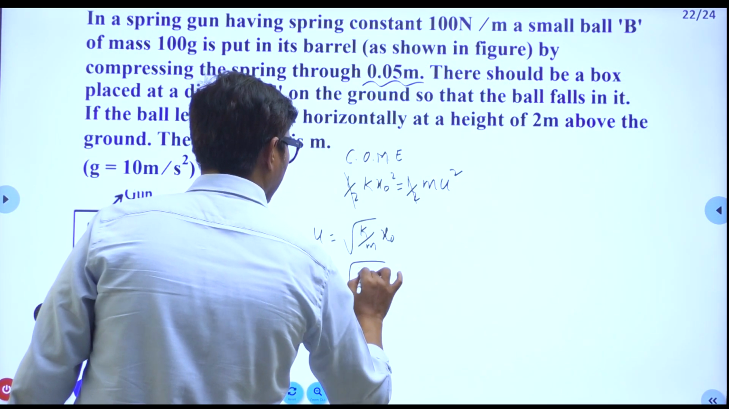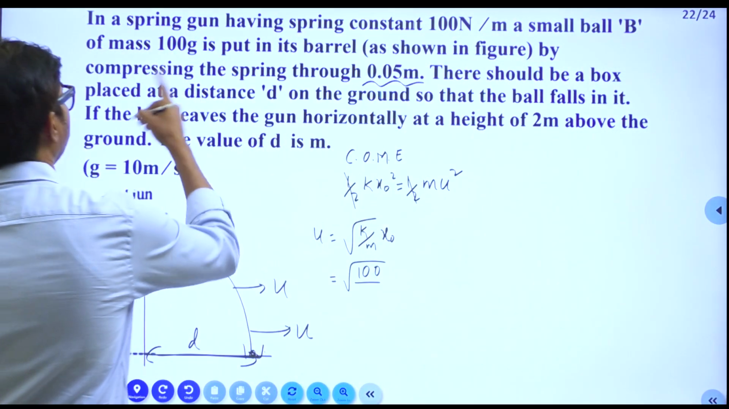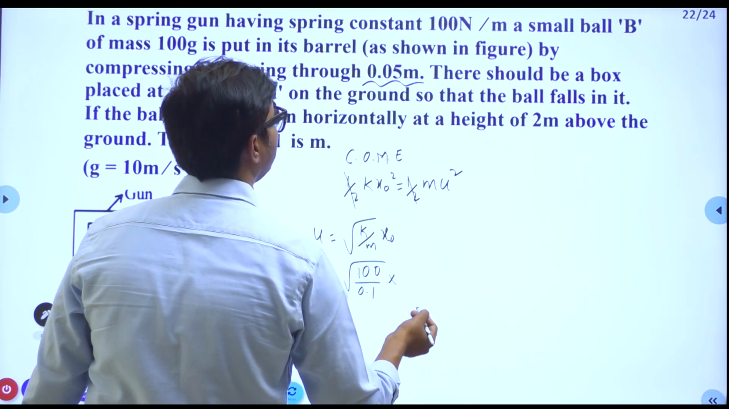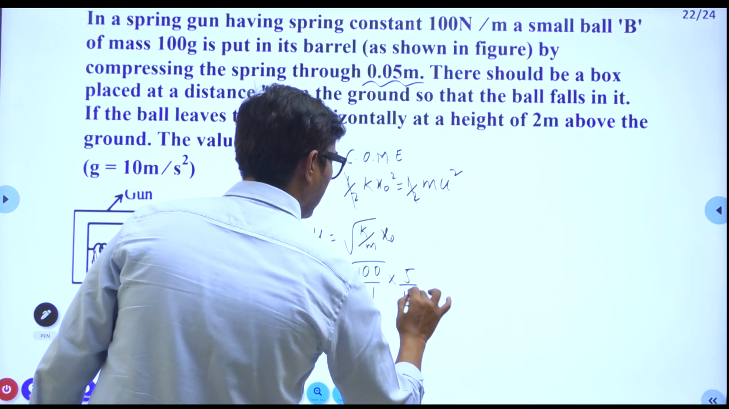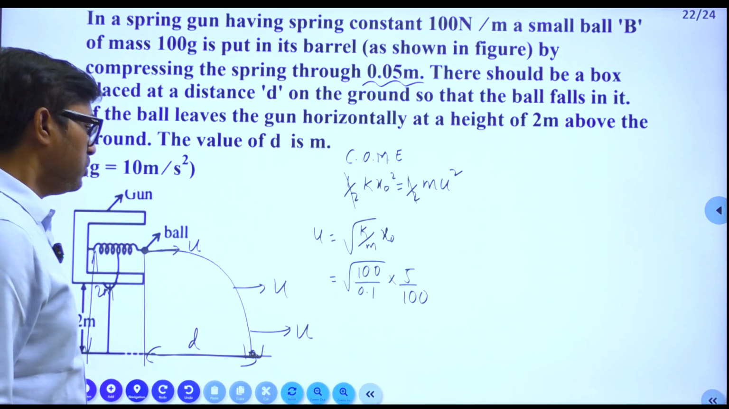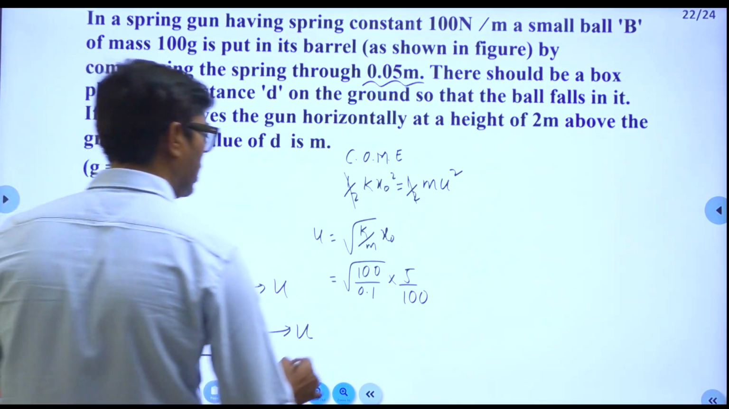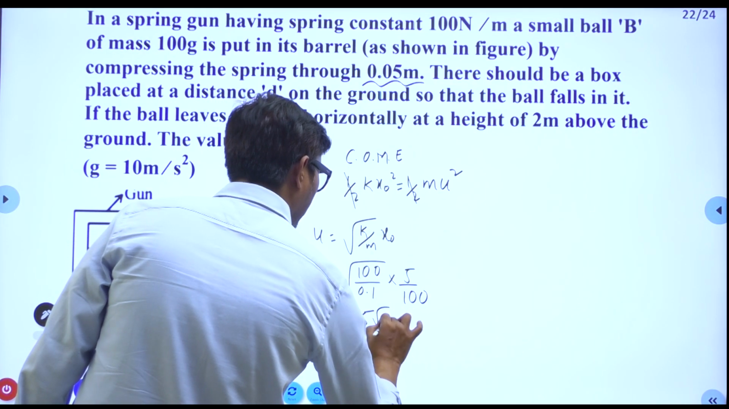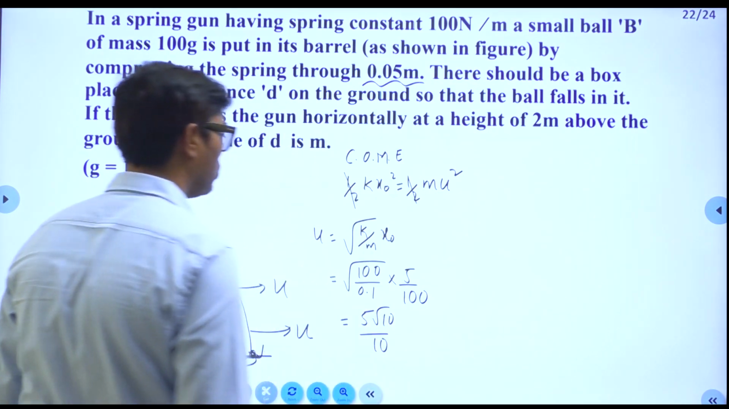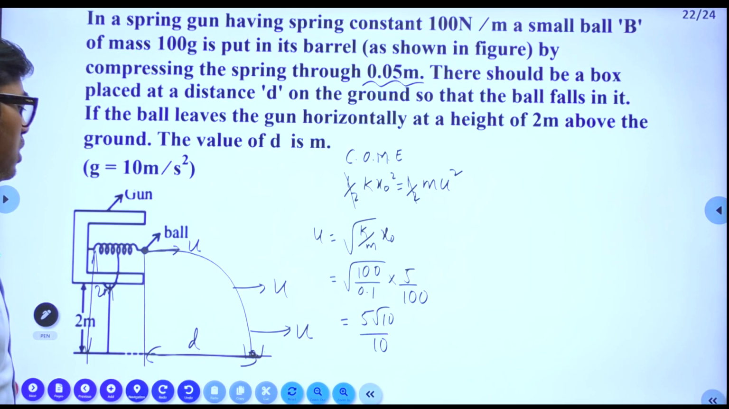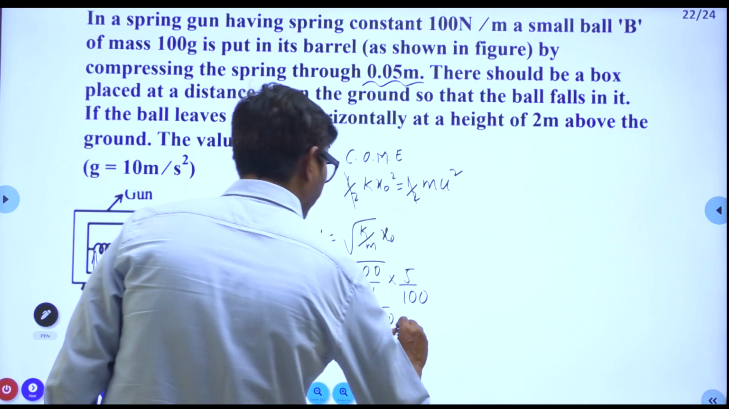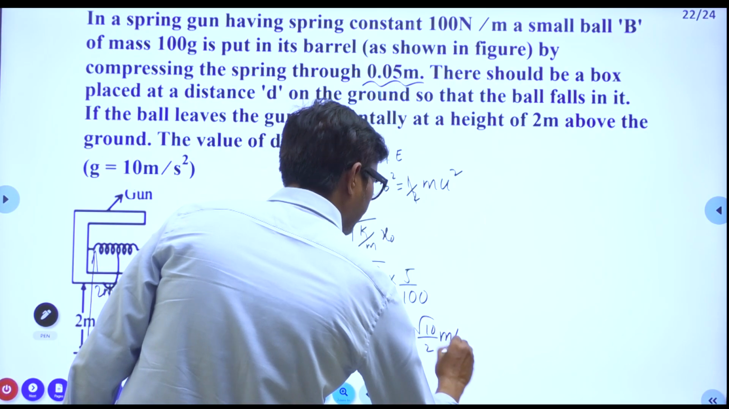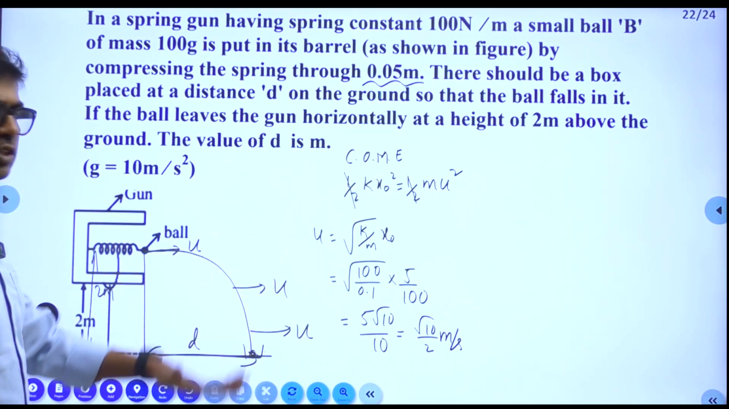K is 100 and m is how much? 0.1, into x naught. X naught is how much? 5 by 100. So this is 1000 under root, meaning 10 root 10. So 10 gets cancelled out. You will get 5 root 10 by 10. This is going to be u there. That means how much do you have? Root 10 by 2 meter per second. That is the velocity with which it is projected.